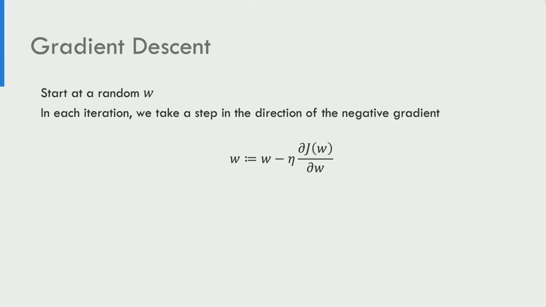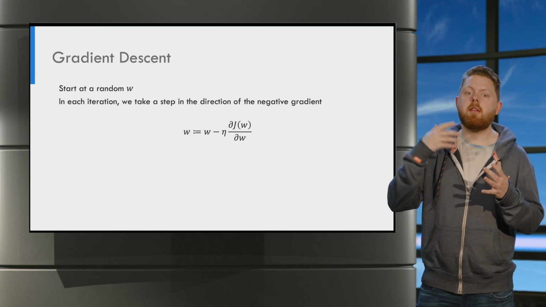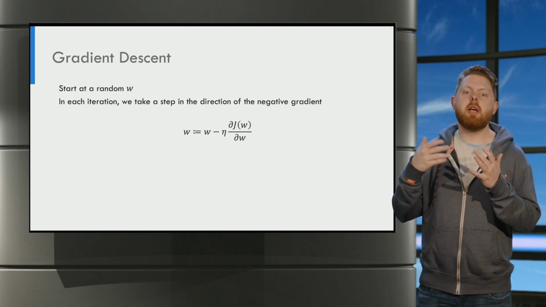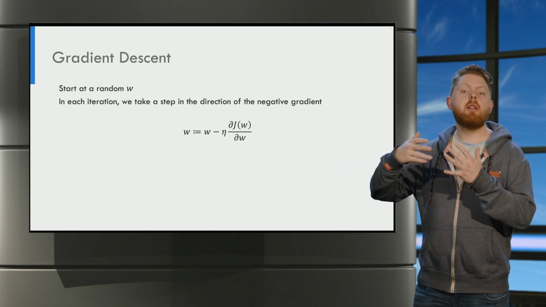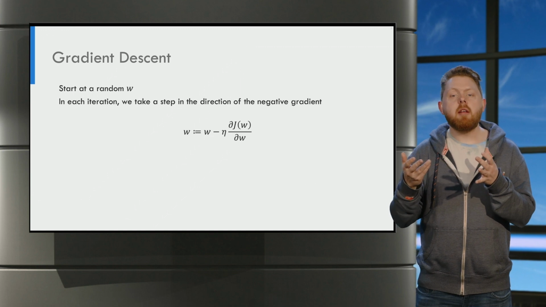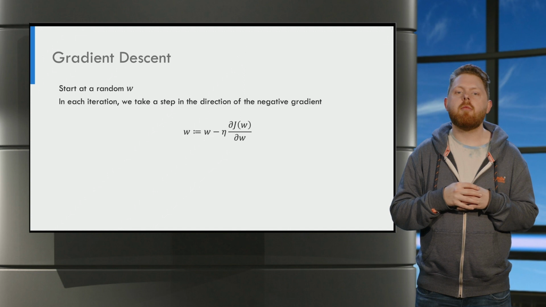Gradient descent starts with a random parameter vector w. Then it will use iterations to update the parameter vector. Each iteration, it updates the parameter with the equation on the slide. Take the value of the previous iteration and subtract eta times the gradient to get the new parameter vector.